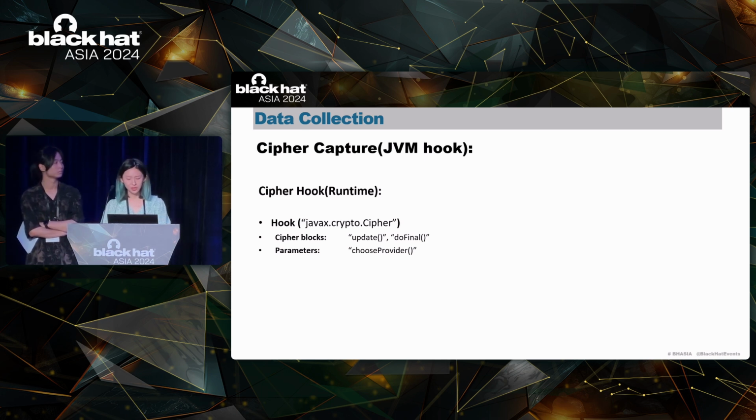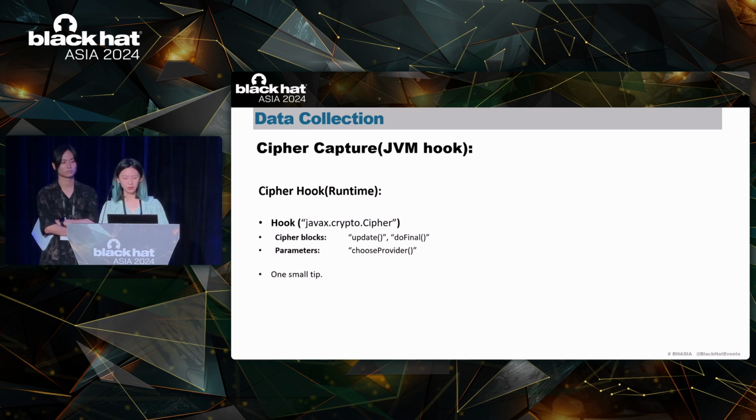In order to obtain plain text for double encryption, we hook the cipher class at the update and doFinal functions. In case we need other data, we also hook the choose provider to get cipher parameters. Update is the function that is used to encrypt the chunked block, while doFinal applies the requested padding to the last block. And one small tip here.